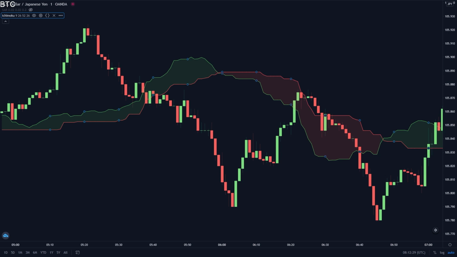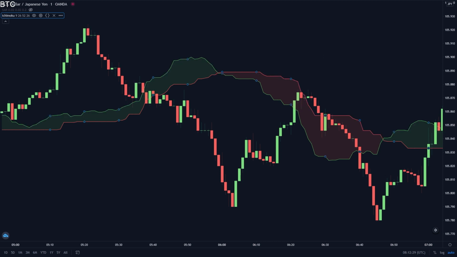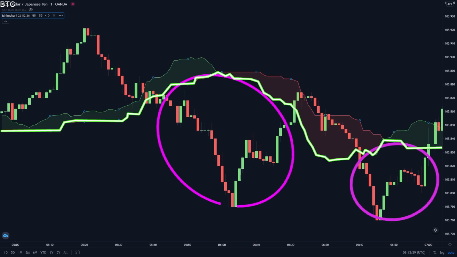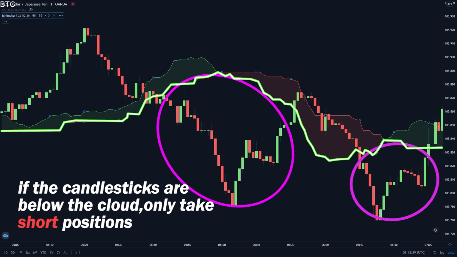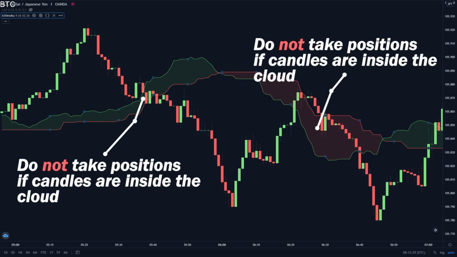What you need to remember is this: if the candlesticks are above the cloud, you are only looking to go long. When it's above the cloud, you only take long positions. Similarly, when it's below the cloud, it means that the price is on a downtrend and you are only looking for short positions. Another rule is that if the candlesticks are between or inside the cloud, do not trade it.